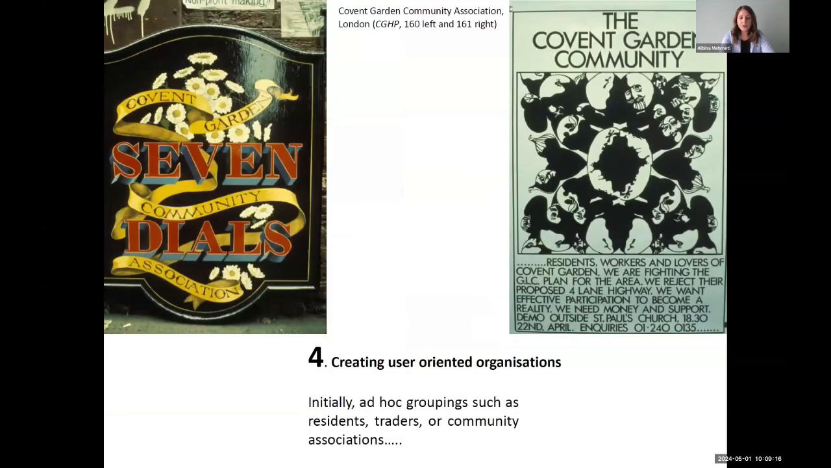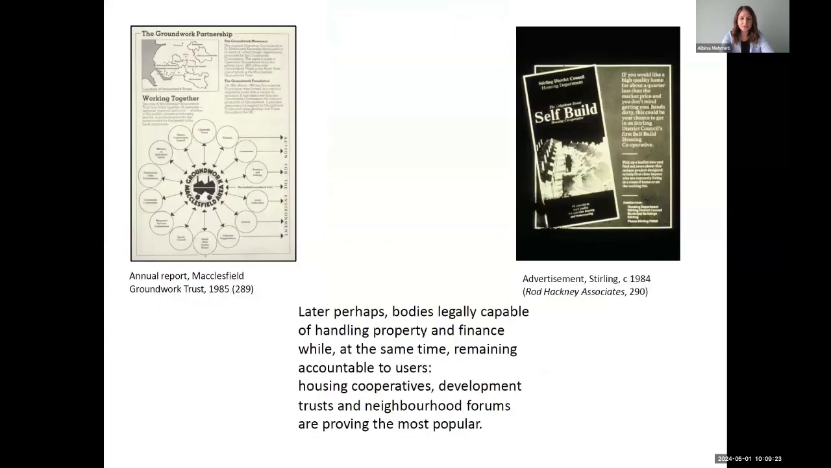The fourth point, creating user-oriented organizations, which can be groupings such as residents, traders, community associations, and later on, bodies legally capable of handling property and finance, while at the same time remaining accountable to users. So it can be a grouping of different development trusts or neighborhood forums, or some community which can benefit from only one topic.